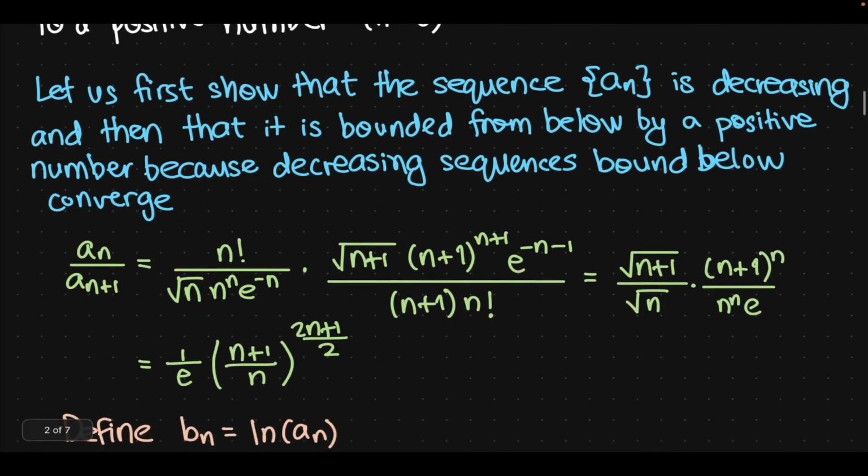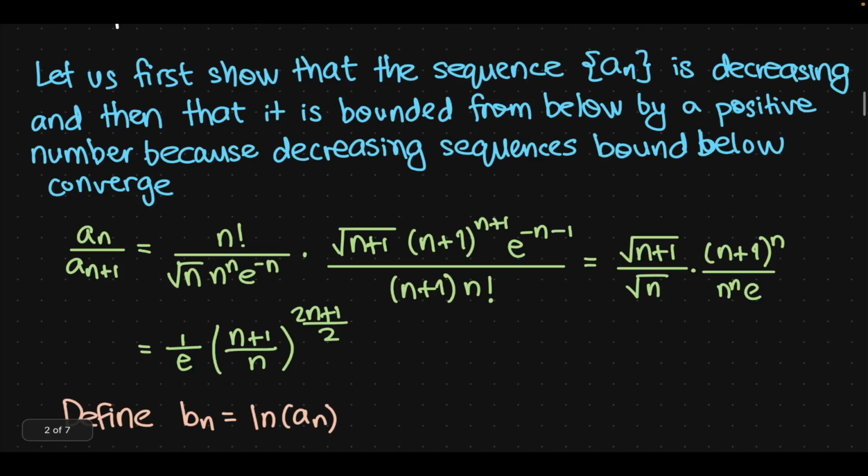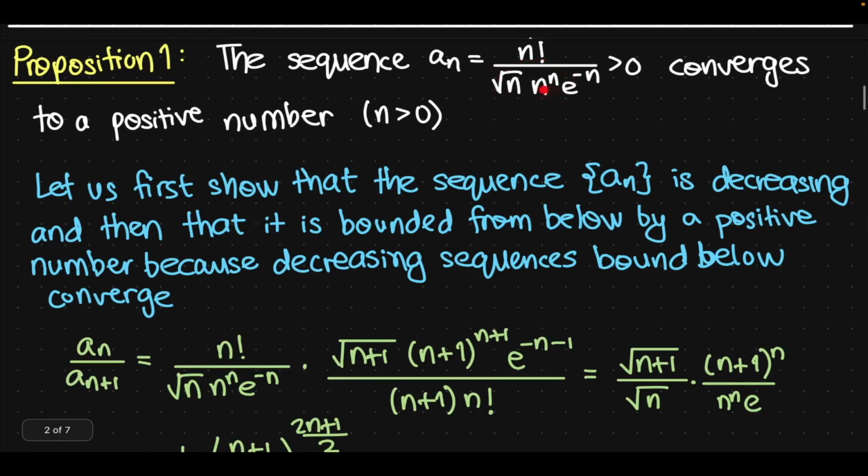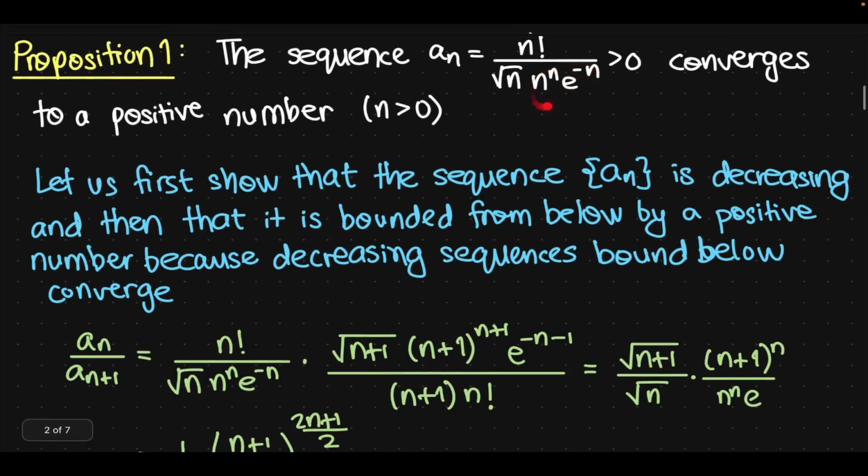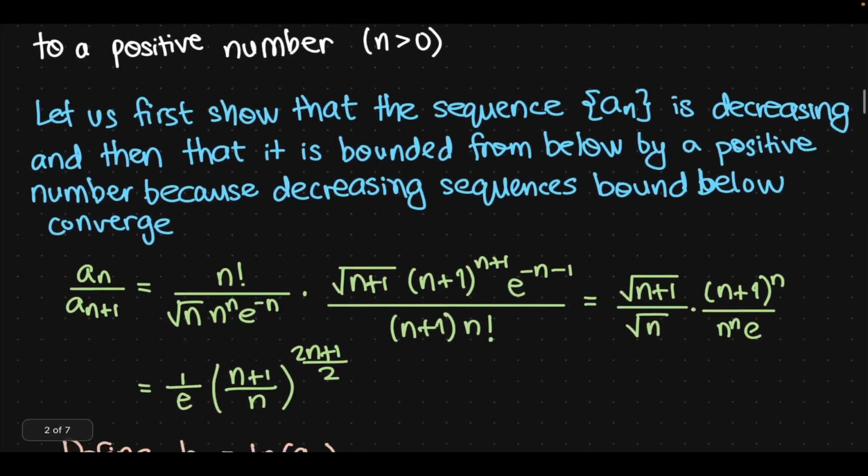How do we show that it's decreasing? Well, we look at successive terms. In this case, since we have lots of these powers, n to the n, e to the minus n, where n, which was the indexing variable, is in the power, it's wise to actually consider the quotient rather than the difference.